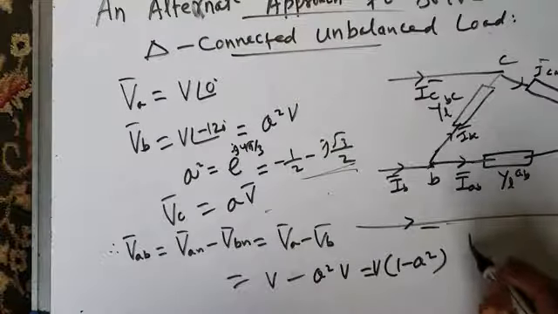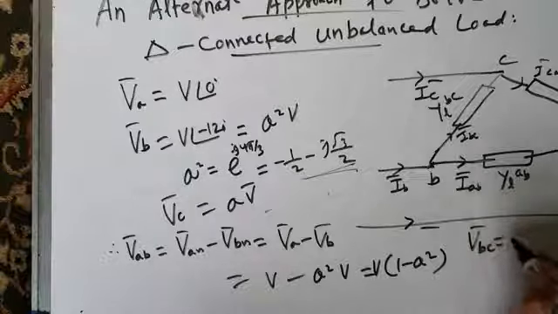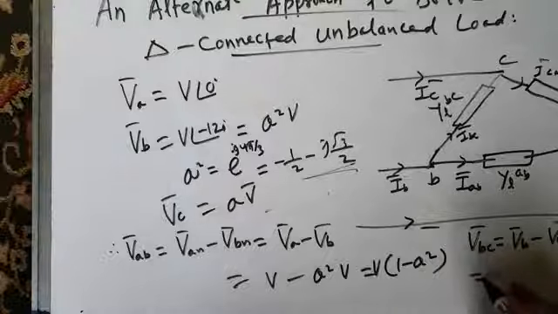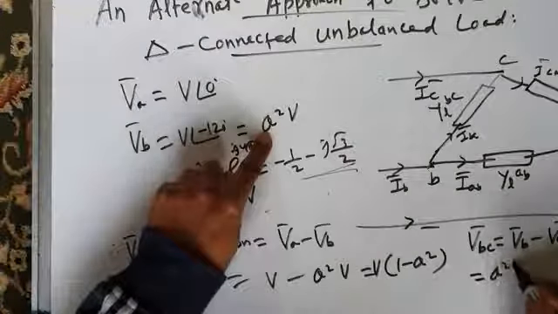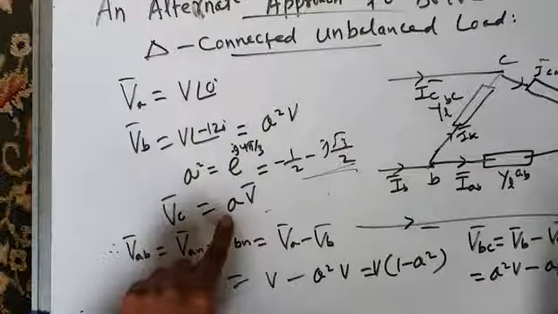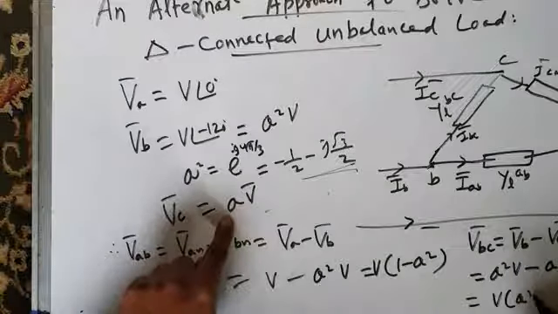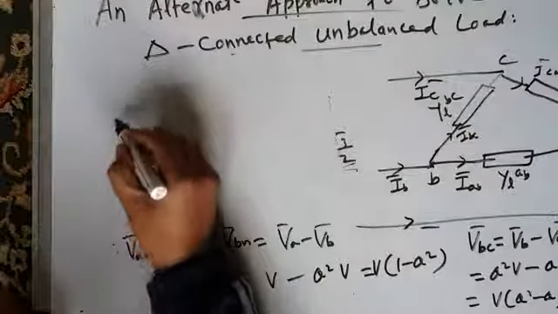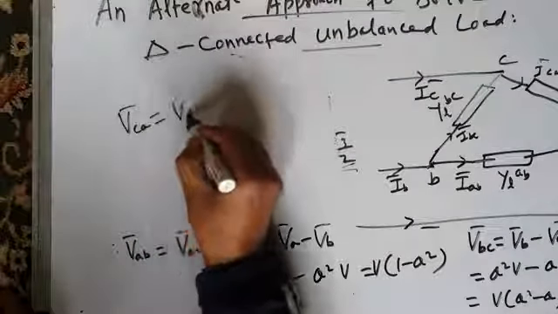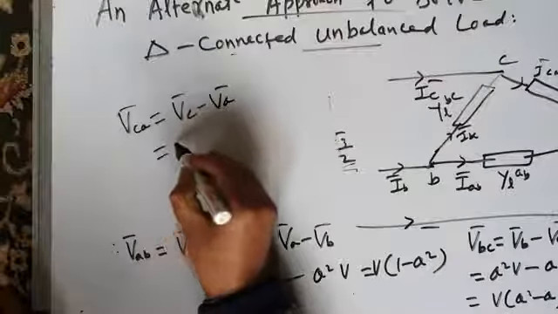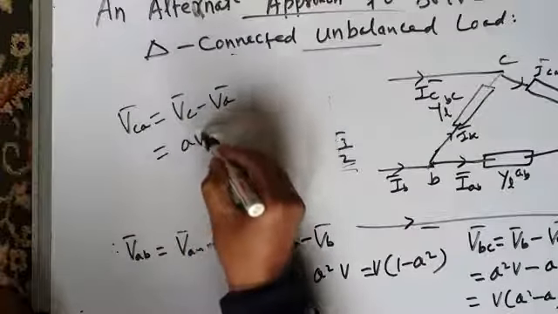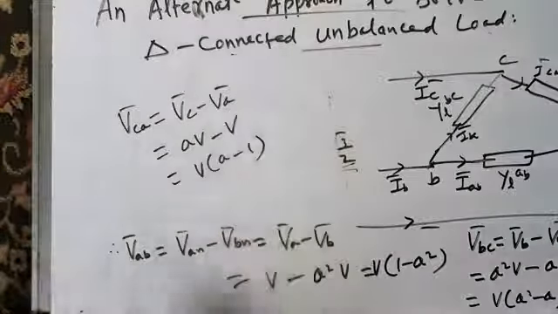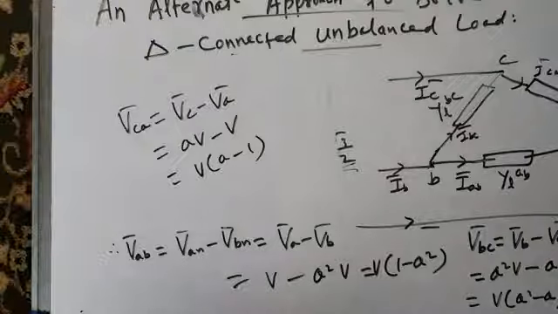Similarly, what about the line-to-line voltage VBC? VBC will be equal to VB minus VC. VB, as you have written above, is A square V, minus VC, which is AV. So that will be V times (A square minus A). Similarly, you can write the line voltage VCA, which is VC minus VA. VC is AV minus VA, which is V. You take V out, so it will be V times (A minus 1).